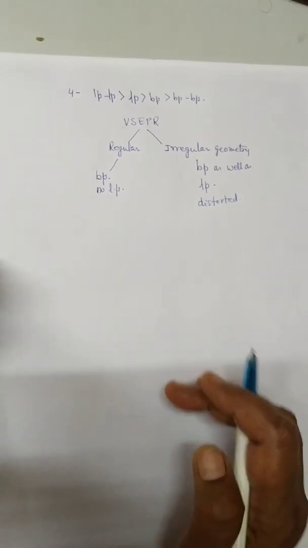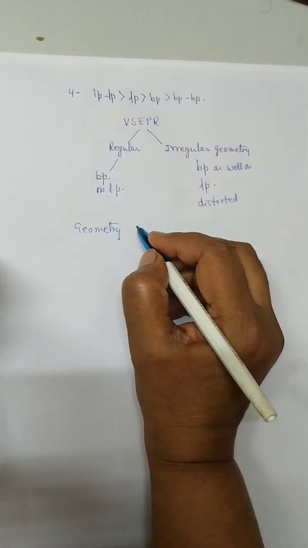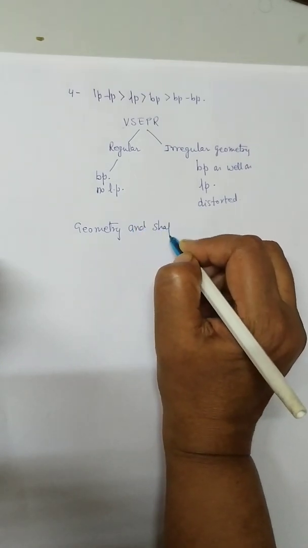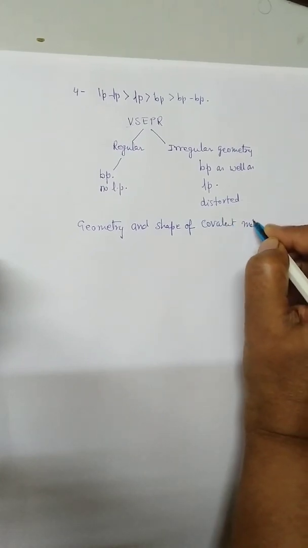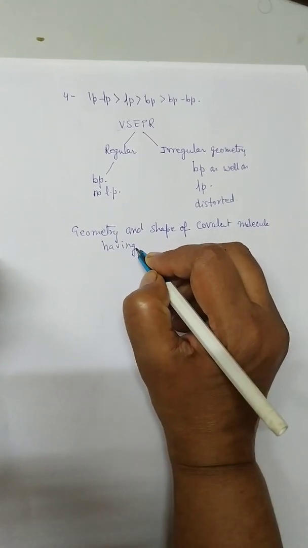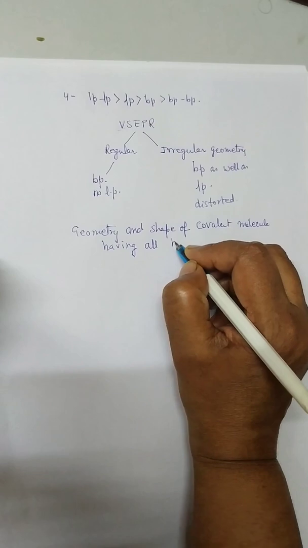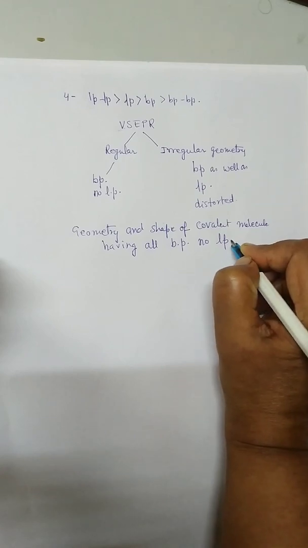So I will discuss the geometry and shape of covalent molecules having all bond pairs of electrons on the central atom, all bond pairs, no lone pairs around the central atom.